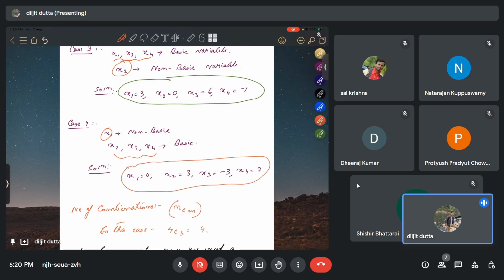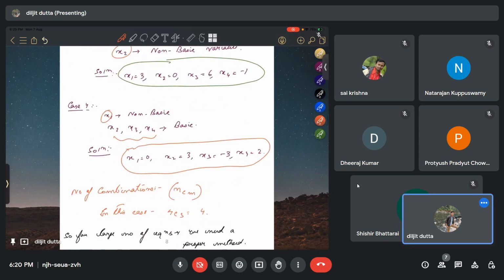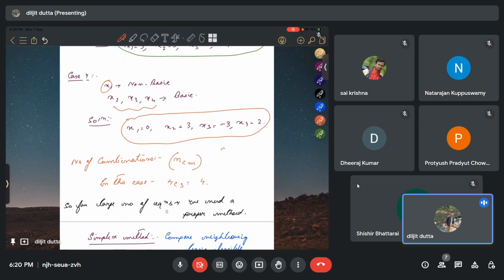Thus we can see that if there are n variables and m equations, we will get nCm, that is n factorial by (n minus m) factorial into m factorial, number of basic solutions. So in this case we got 4 solutions where 4 variables and 3 equations. So 4C3 is equal to 4.